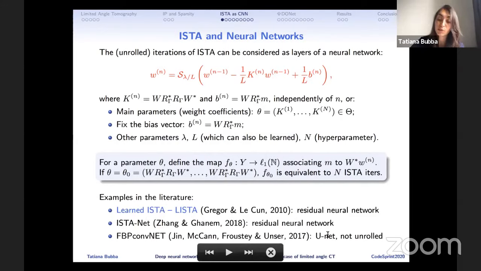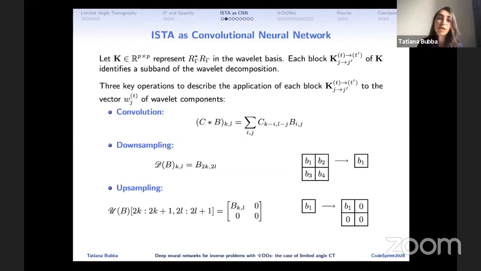And what we noticed was that at least these two contributions are not convolutional neural networks, and this one doesn't have as an endpoint to promote an unrolled scheme. So starting from that, we worked towards having a representation and an understanding of the ISTA algorithm as a convolutional neural network. To do this, we did the following. We considered the matrix, the operator K, which now represents the normal operator of the limited angle transform in the wavelet basis. And we saw that this is composed of building blocks.